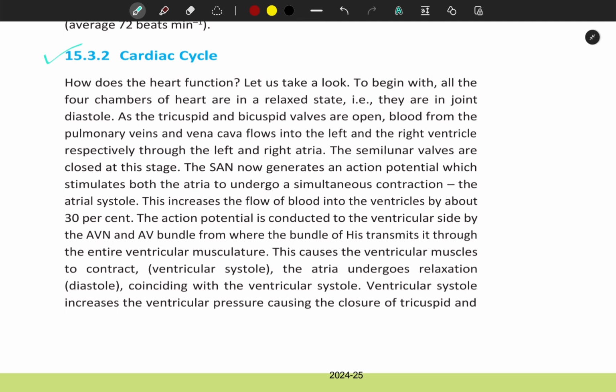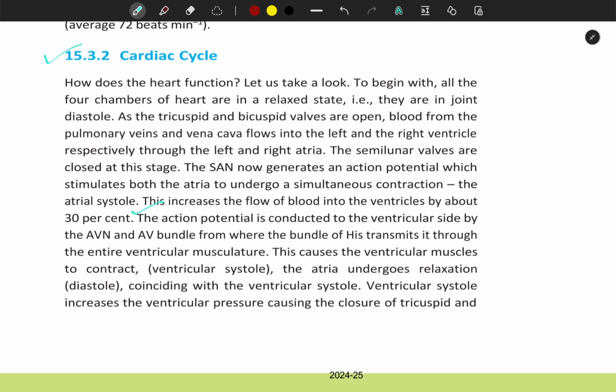The SAN now generates an action potential which stimulates both the atria to undergo a simultaneous contraction, the atrial systole. This increases the flow of blood into the ventricles by about 30%. The action potential is conducted to the ventricular side by the AVN and AV bundle, from where the bundle of His transmits it through the entire ventricular musculature. This causes the ventricular muscles to contract, that is ventricular systole.